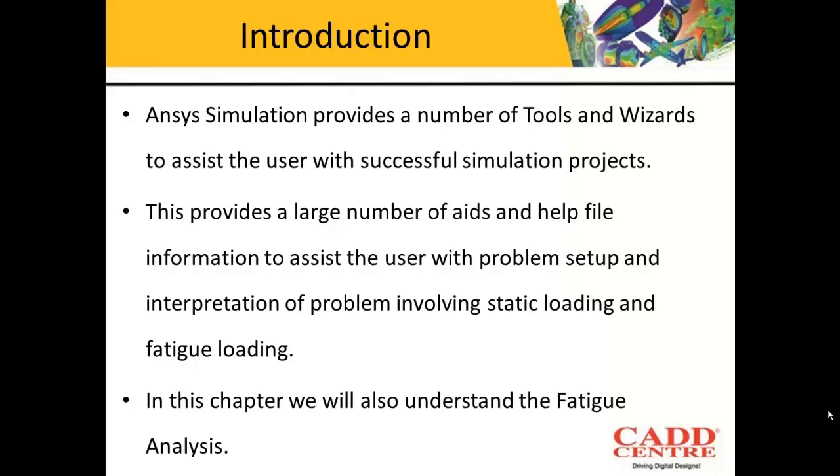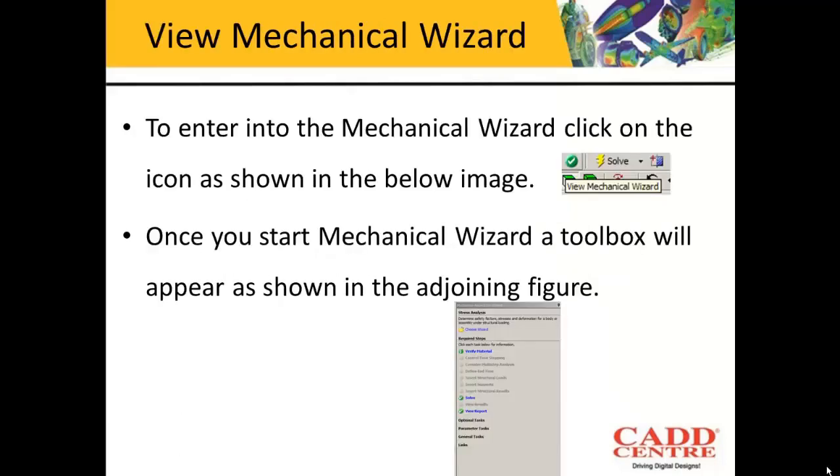So when you want to use the wizards and tools in the mechanical window, you will have to click on this green colored arrow that appears there. Once you click over there, you will get a mechanical application wizard box just on the right hand side of your graphics screen, and in that you will see some steps appear, and you just have to follow these steps to complete the process.